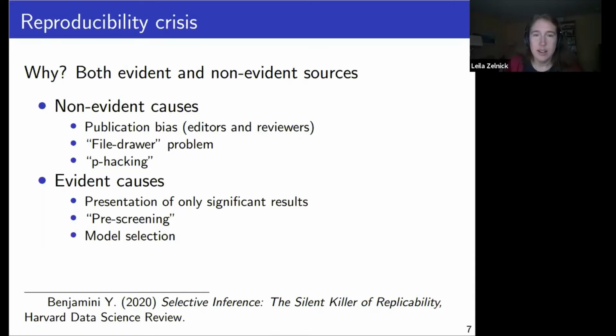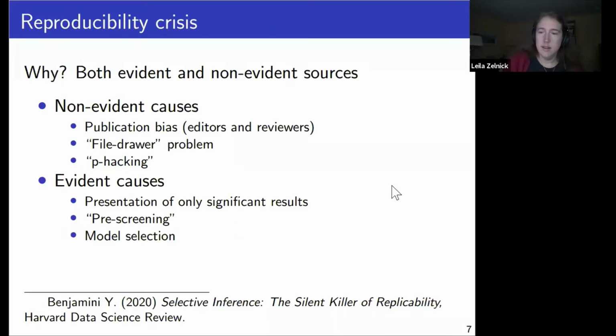Another possible cause are pre-screening of exposures, say by doing univariate analyses with the outcome prior to a final model, or in general, model selection, where you're choosing exposures in the models of interest based on observed data. So for the rest of this talk, I'm going to have a pretty narrow focus. You know, as statisticians, I'm limited in what I can control, but a narrow focus on those last two evidence sources, which are examples of what's sometimes called selective inference.